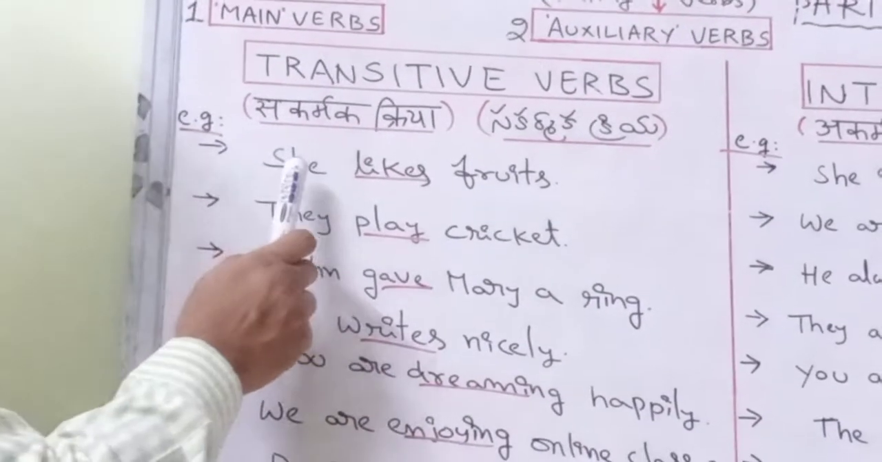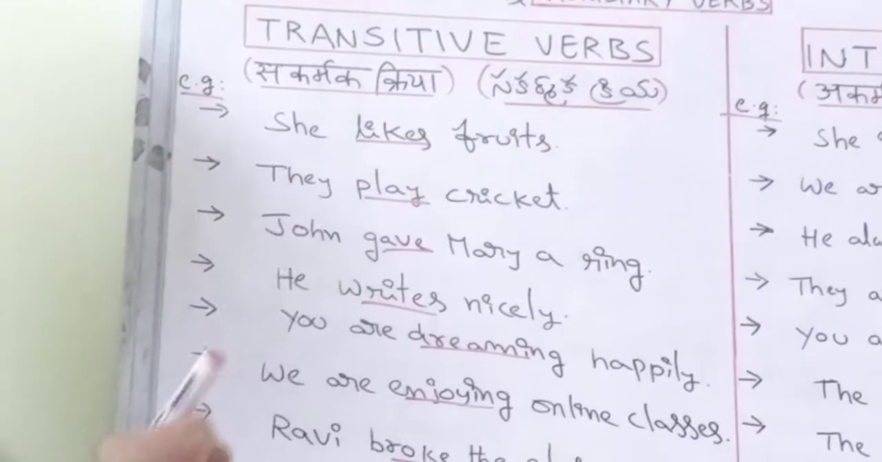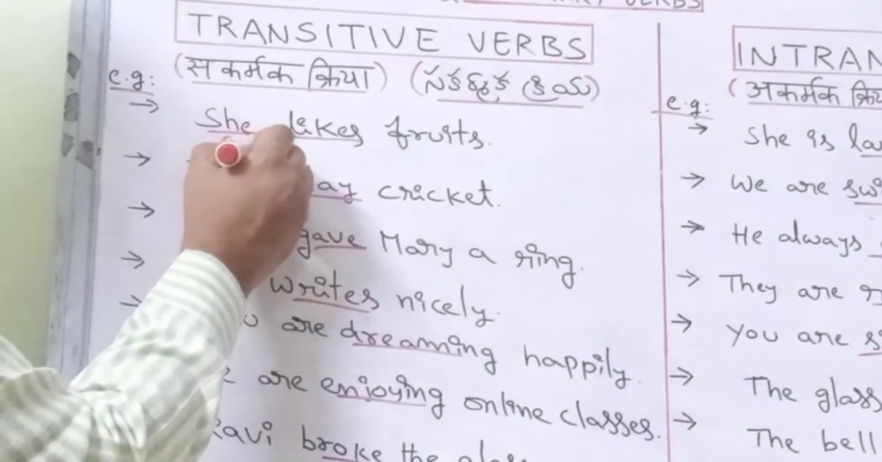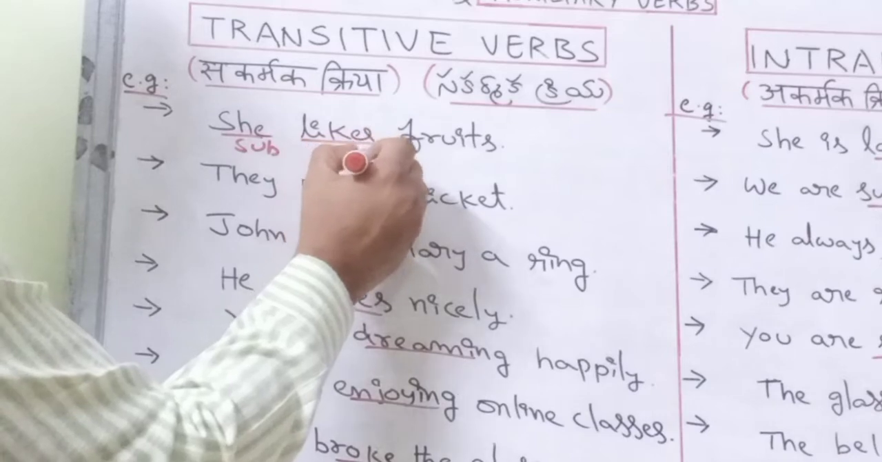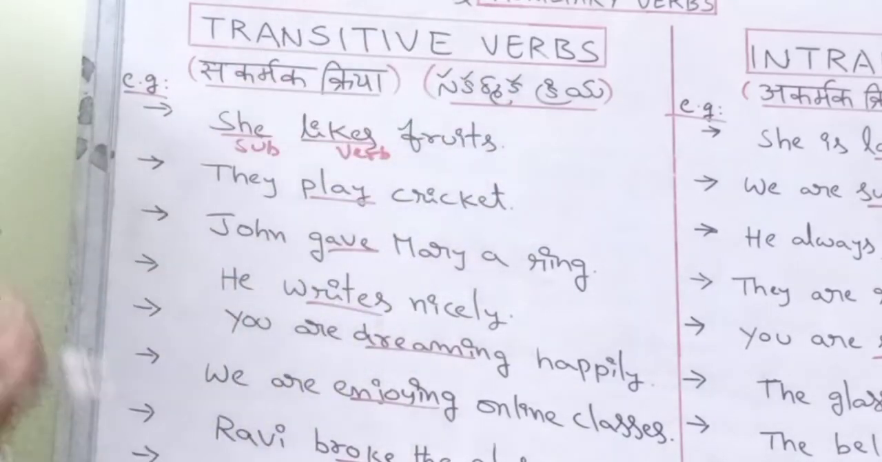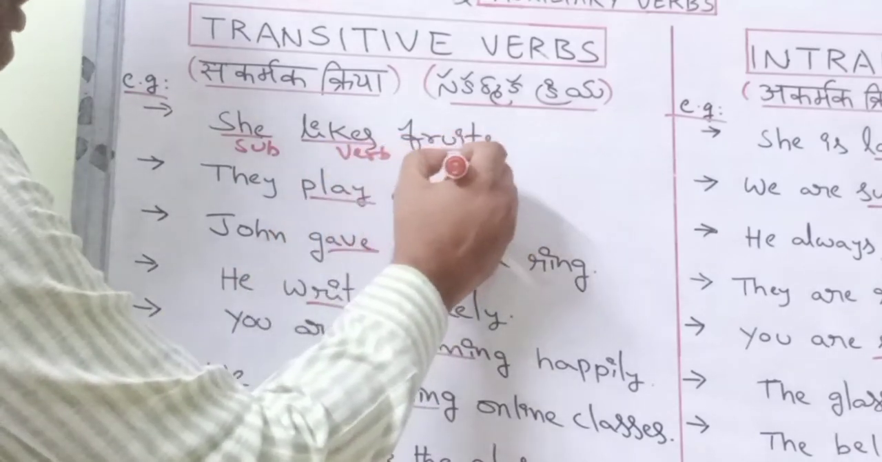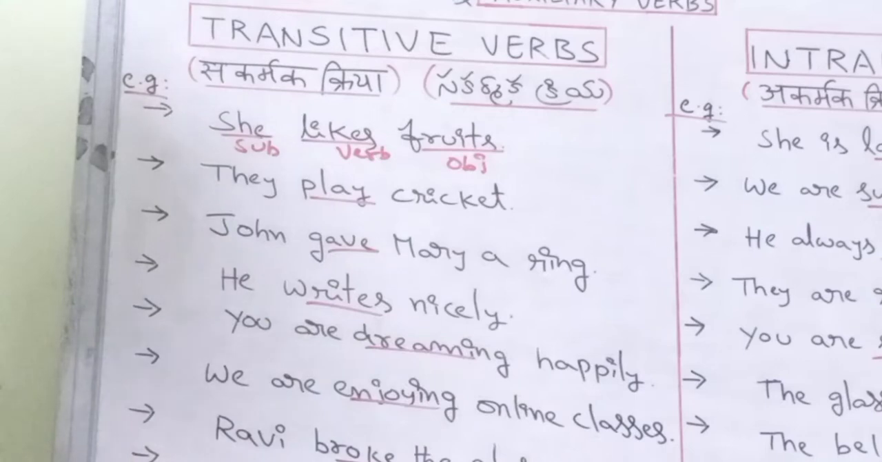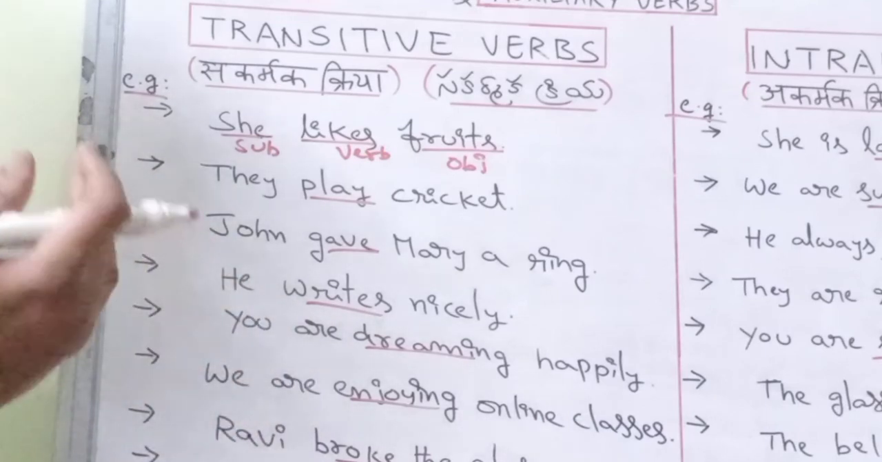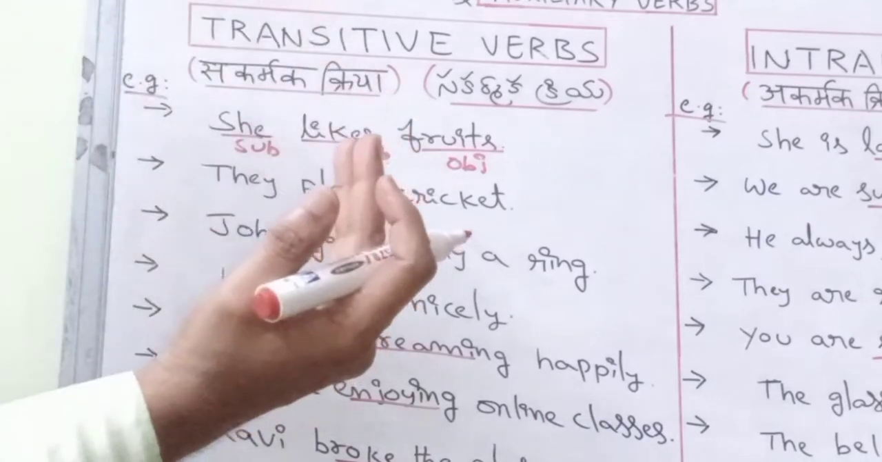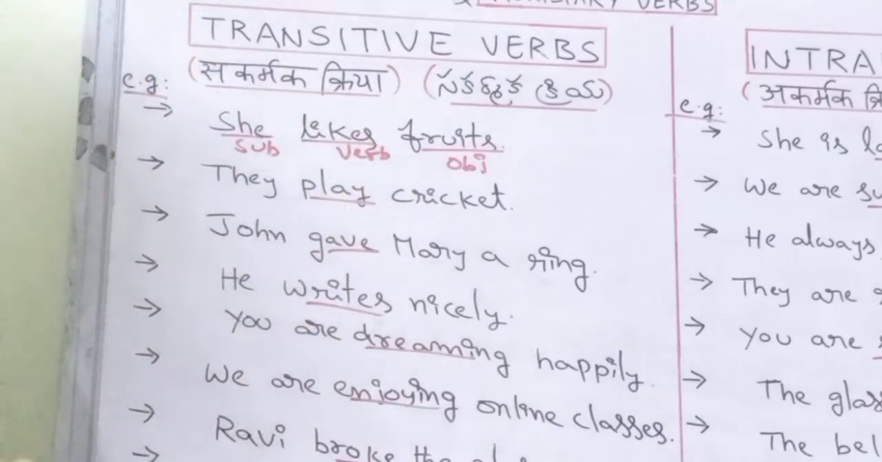First one, she likes fruits. She is the subject. Likes is the verb. And what about the remaining word, fruits? It is known as the object. Some people think that any word that comes immediately after the verb is an object, but it's a wrong conception. It's a misconception. Always it is not like that.